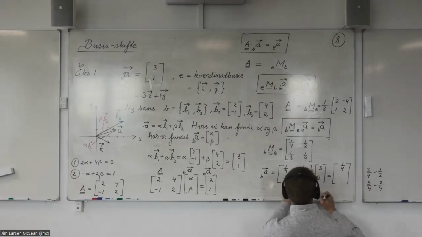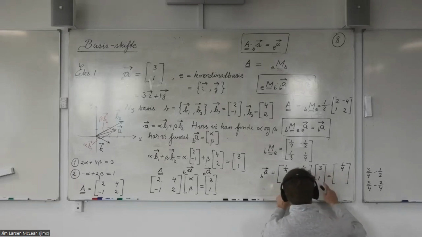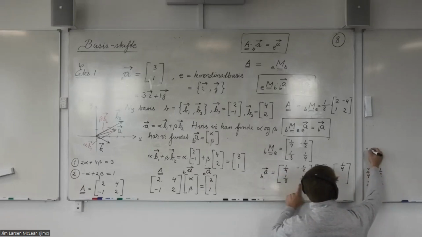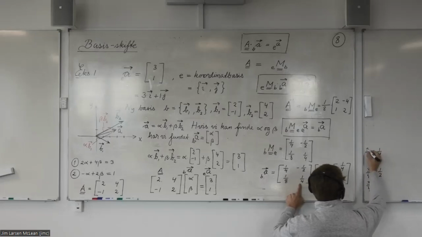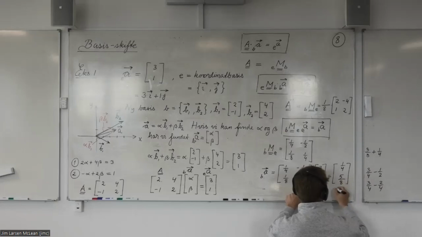So what did I do? That times that plus that times that, it makes 1/4. So I take that times that plus that times that. It's 3/8 plus a quarter. And what does 3/8 plus a quarter equal? Well, it's 3/8 plus 2/8. That makes 5/8. And here is the answer.